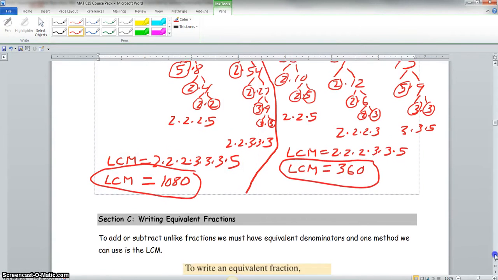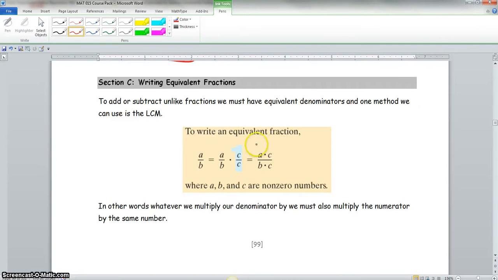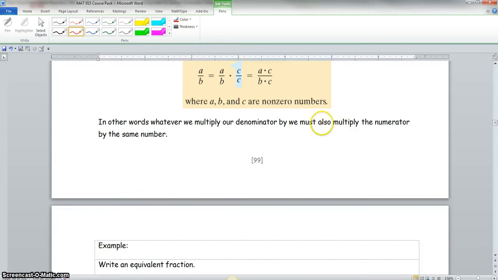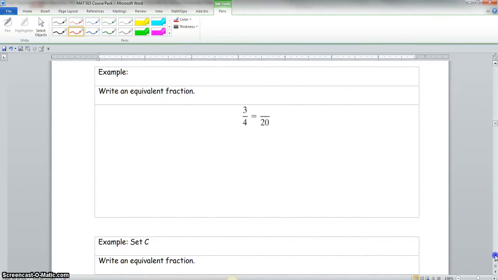Now we scroll down here to section C. It says writing equivalent fractions. To add or subtract unlike fractions, we must have equivalent denominators, and one method we can use is the LCM. In other words, whatever we multiply our denominator by, we must also multiply the numerator by the same number. Now it says here, write an equivalent fraction.